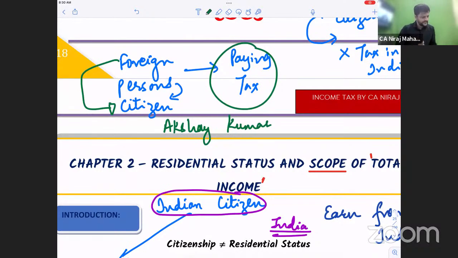Because there are some countries which allow dual citizenship. What do you mean by that? You are allowed citizenship of two countries. When it's a citizenship, it is a big responsibility as well as a big right. You also have voting power in that country.